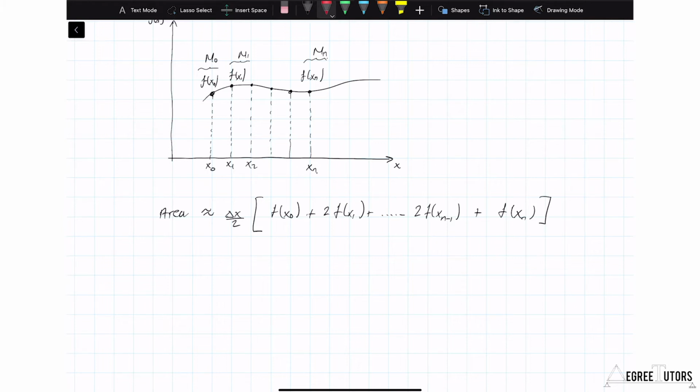What is that saying? I take 1 times the first value, and remember they're just bending moment values, I take 1 times the last value, and then I take 2 times all of the values between the first and the last. That's what that's signifying. So this is our basic mechanism, the basic algorithm of integration that we're going to use to determine our deflection.